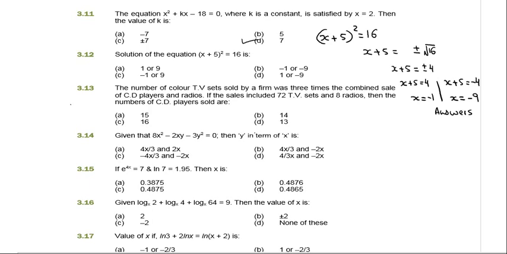So 3.12 will be B. One more method, one more technique, is to substitute each answer in the given equation, which we will discuss in class, and find the answer.